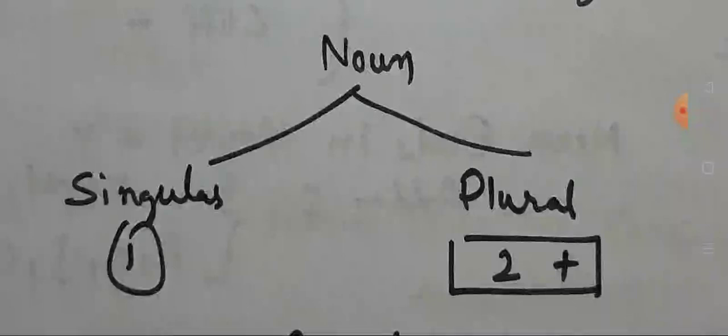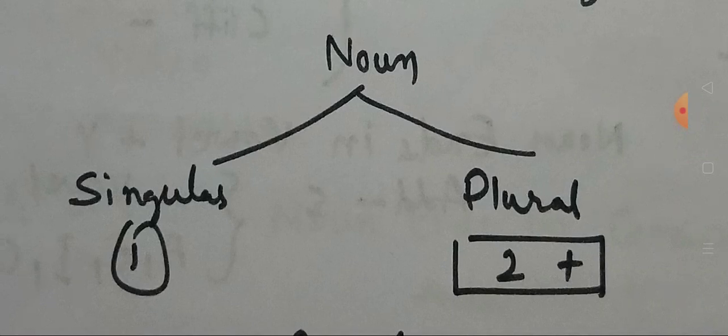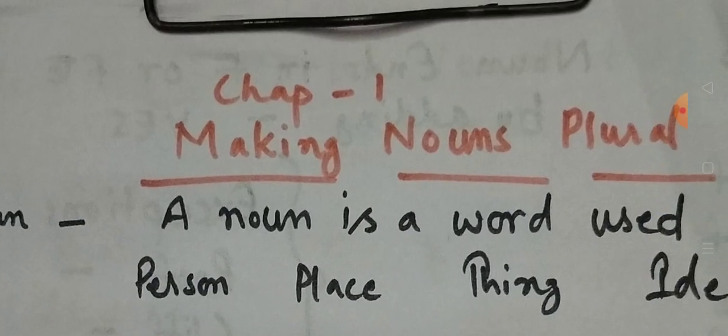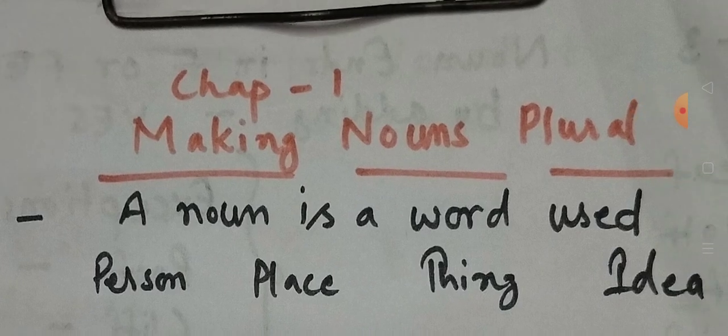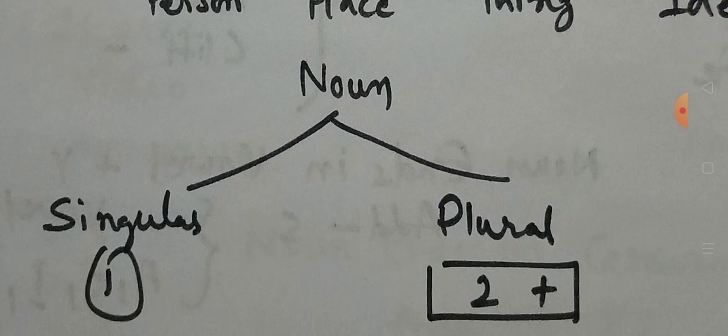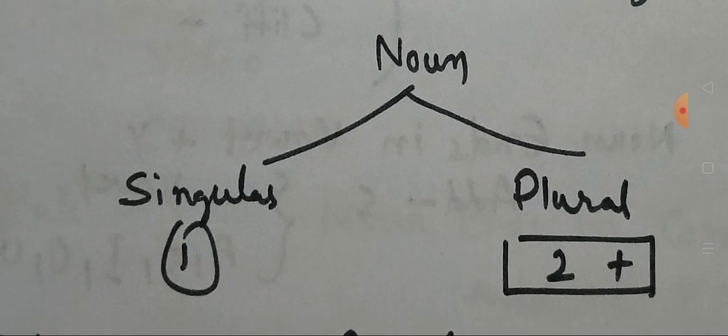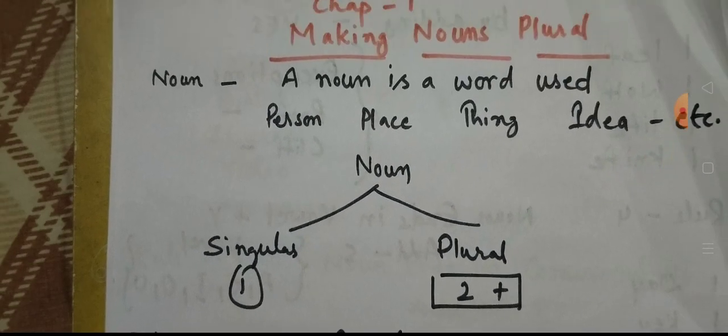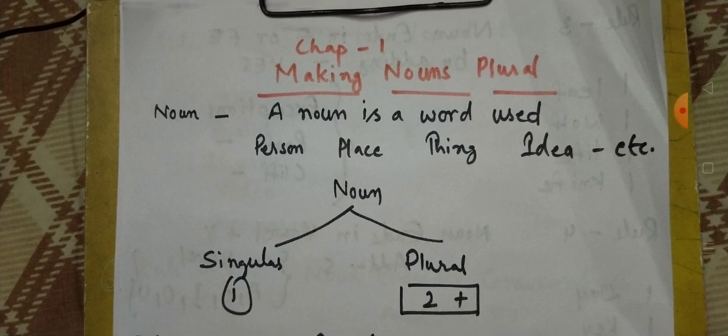So let's grab a pen and paper. Hope every one of you is ready with a pen and paper. Kindly write down the name of your chapter, that is Making Nouns Plural. Now write down rule number 1. When we make nouns from singular to plural, there are rules. Basically, we are going to talk about some regular nouns.